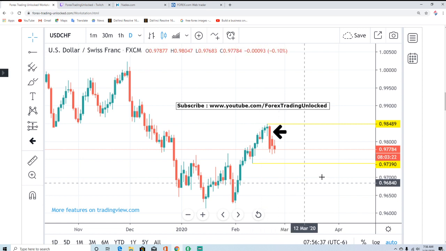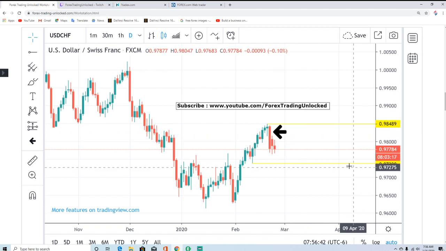All right, so that being said, we already have our levels here at 98.48 and 97.39. It's actually not that big of a range here.